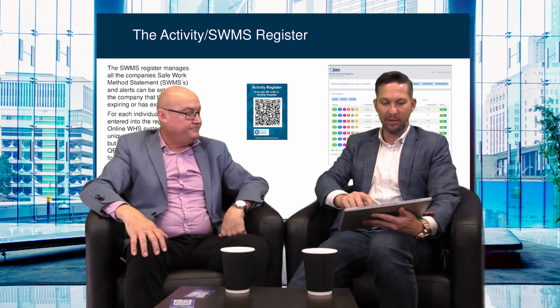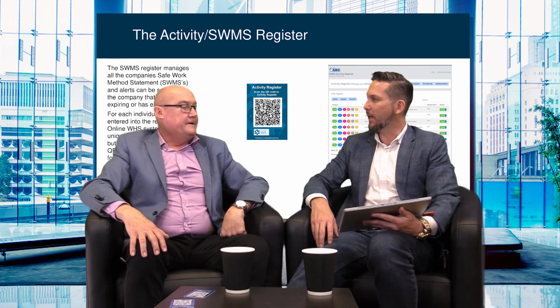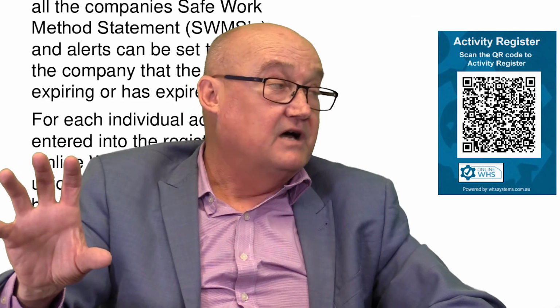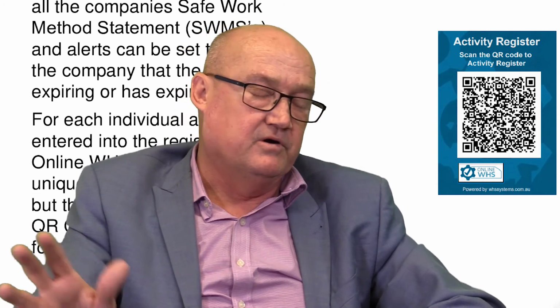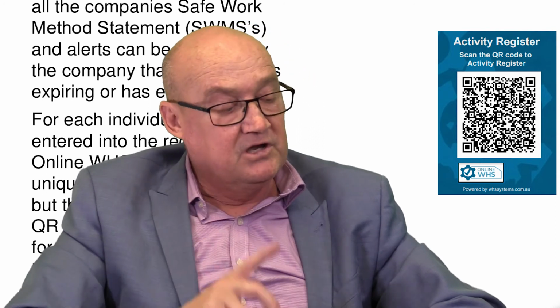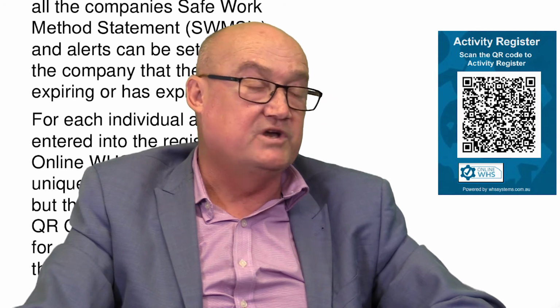Absolutely. And then finally, we've got the activity SWMS register. What are we looking at here? So obviously you need safe work method statements to undertake certain roles, depending on your business, depending on your type of industry and so forth. So you can enter activities inside the system. It does create a QR code, as you can see, and you can upload your safety data sheet and safe work method statement inside the system. You can again print out the QR code for the individual item, but also for the register.